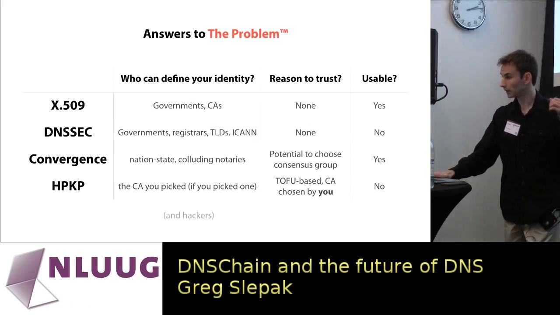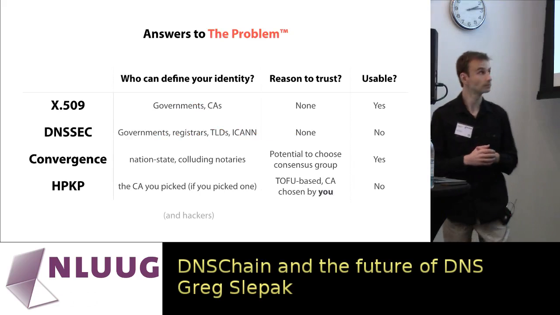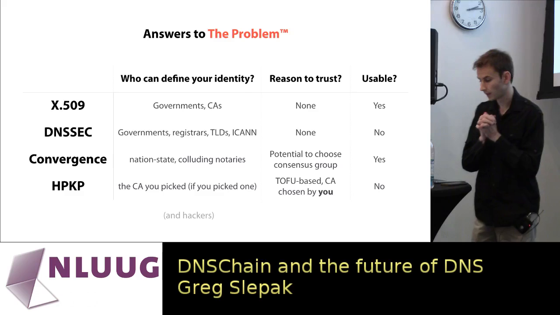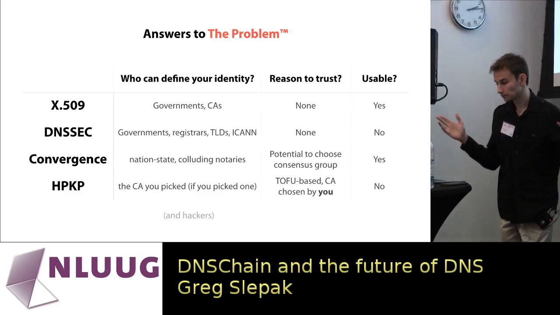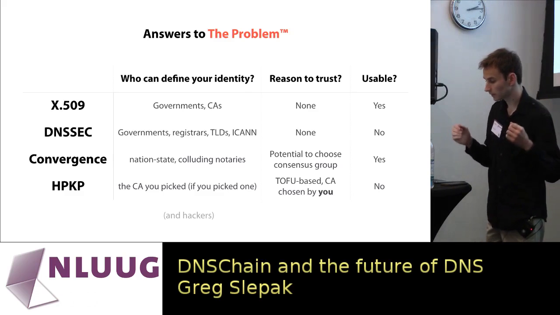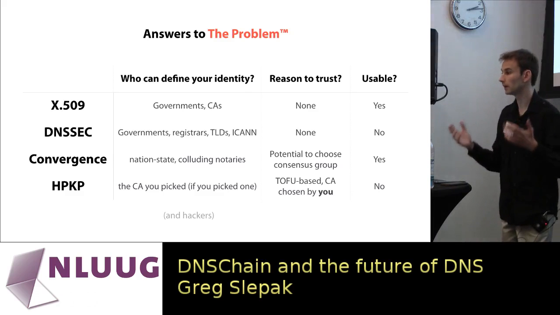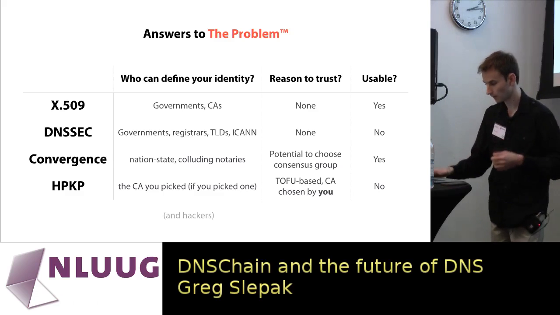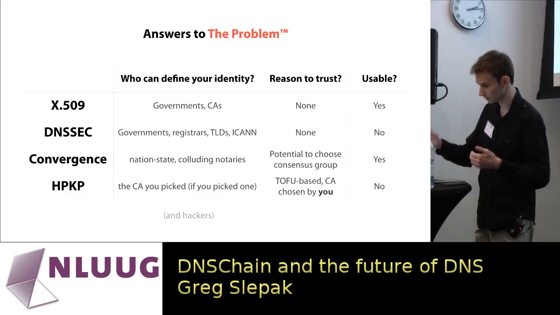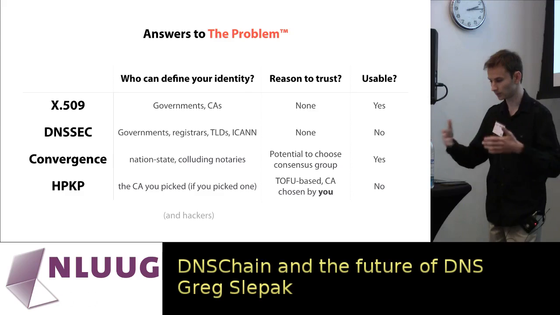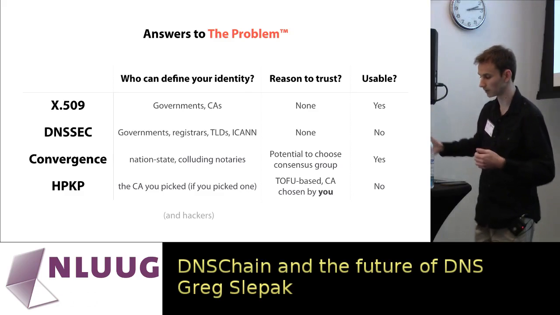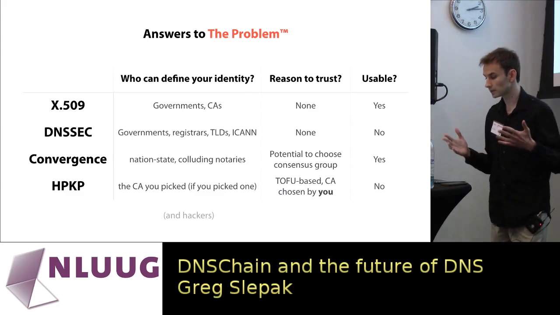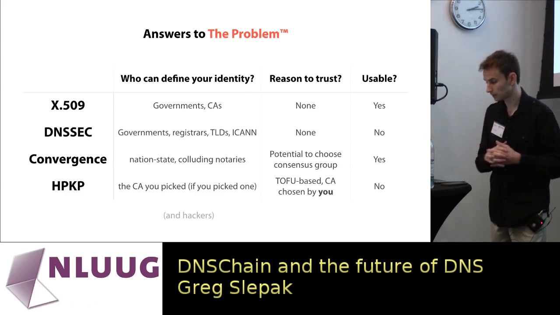So let's look at their answers to the problem. In X509, it designates government certificate authorities the ability to define your identity. And of course, as well as hackers who are able to compromise any of those entities. In addition to you. All of these, of course, you can define your identity, but others can kind of override it.